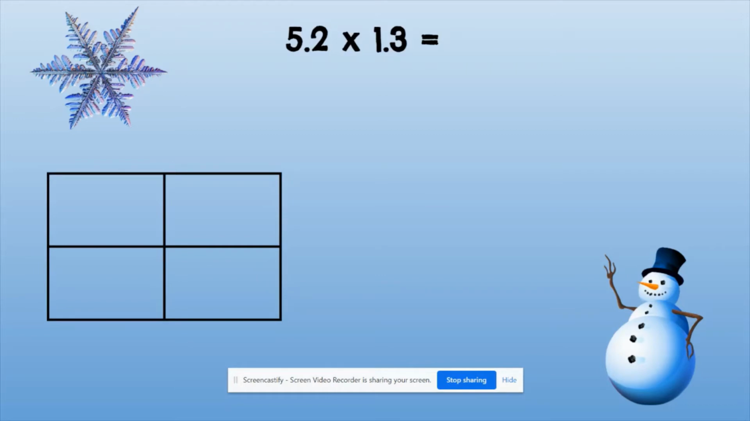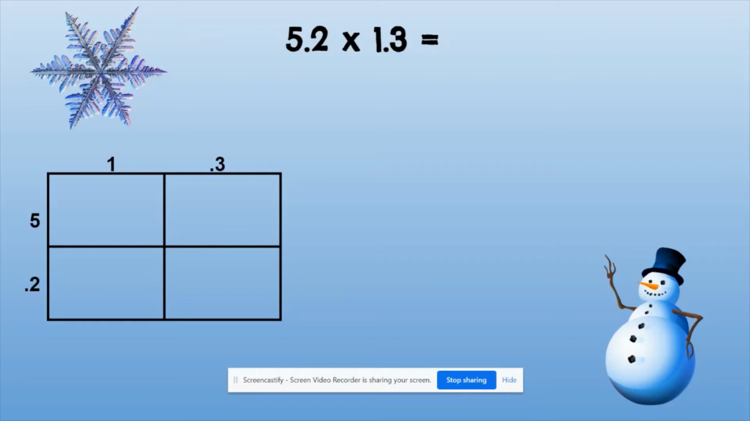In the area model, we take each factor and break it up or expand it into place value. So for 5 2/10, we have our whole number 5, and we'll place that in our top row, and 2/10, which we'll place in our bottom row. For our other factor, 1 3/10, we'll put 1 in our first column and 3/10 in our second column.